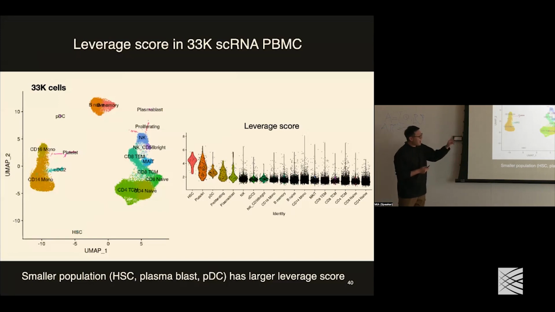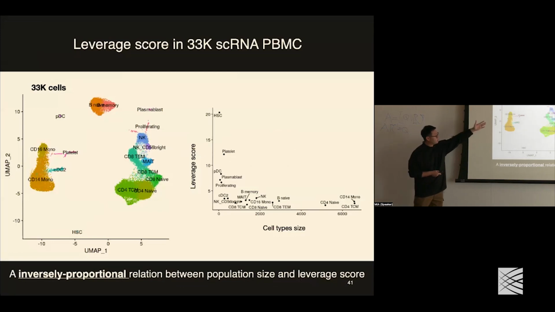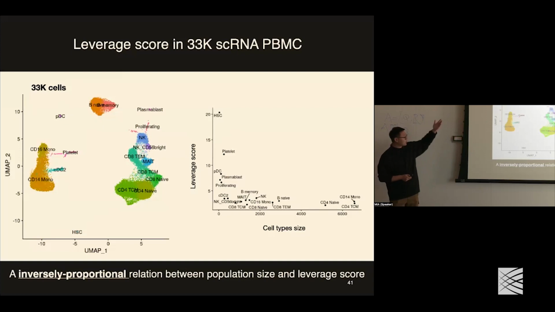And then we can average each cell type based on their leverage score. On the plot here, each dot is one cell type. The x-axis shows the size of that cell type, and the y-axis shows the average leverage score. Here we see an inversely proportional relation between the population size and the leverage score. That means when we sample the cells based on the leverage score, we can get more balanced populations in the sketch data set.